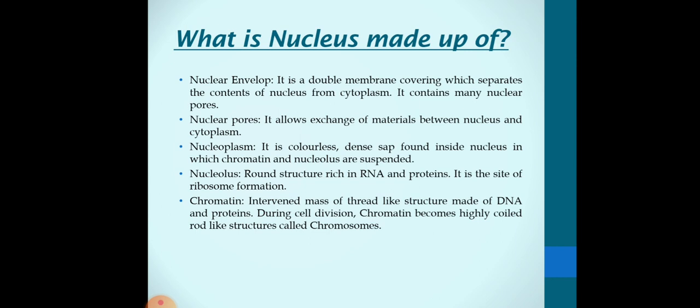Next is your chromatin. Chromatin is an intertwined mass of thread-like structures that are made up of DNA and protein. During cell division, this chromatin becomes highly coiled rod-like structures called chromosomes. So chromatin are thread-like structures present inside the nucleus of the cell, and whenever a cell divides, these thread-like structures condense and become highly coiled to form rod-like structures which are called chromosomes.